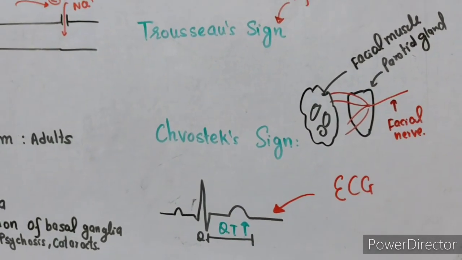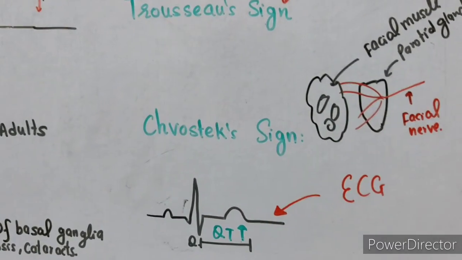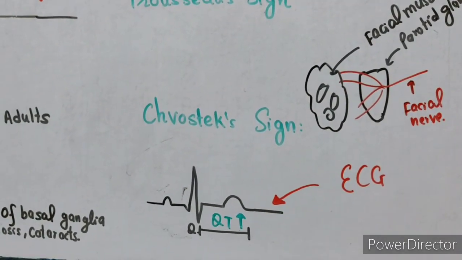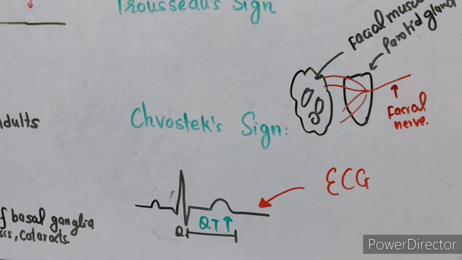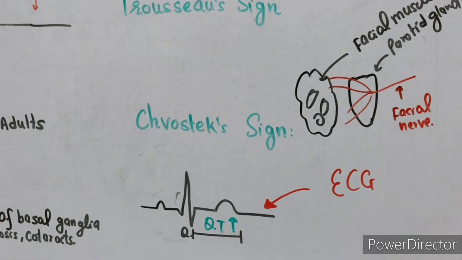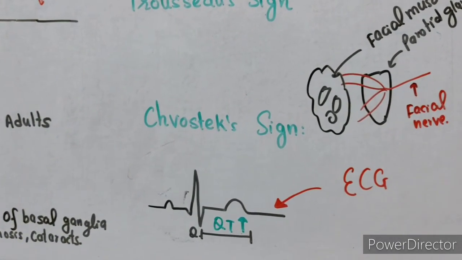In ECG, because of hypocalcemia, QT interval increases. This can give rise to torsades de pointes and ventricular arrhythmias. Whereas in hypercalcemia, QT interval shortens.